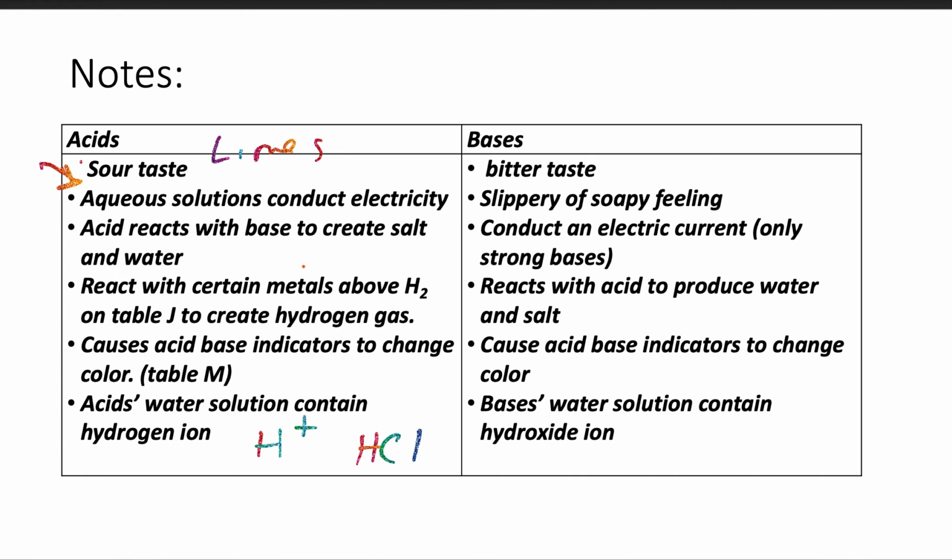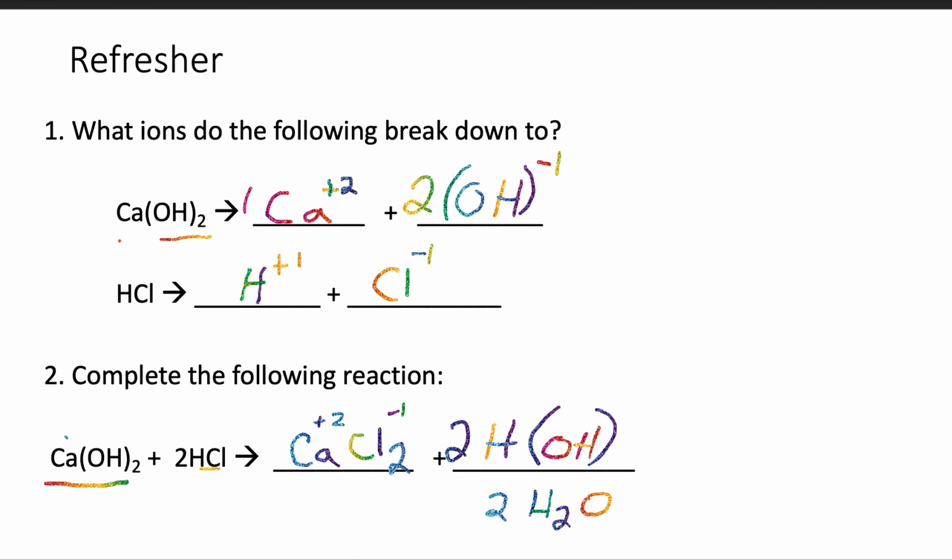Okay, so this one we would say reacts with a base to produce water and salt, and this one reacts with an acid to produce salt and water. Bases cause acid-base indicators to change colors, and again we will talk about that later. And a base's water solution contains hydroxide ions, so it would be OH minus. And that's actually over here.